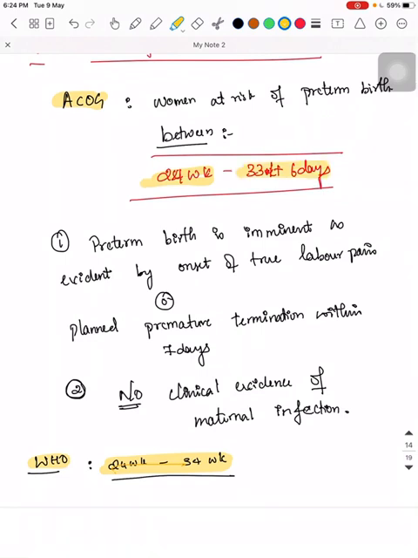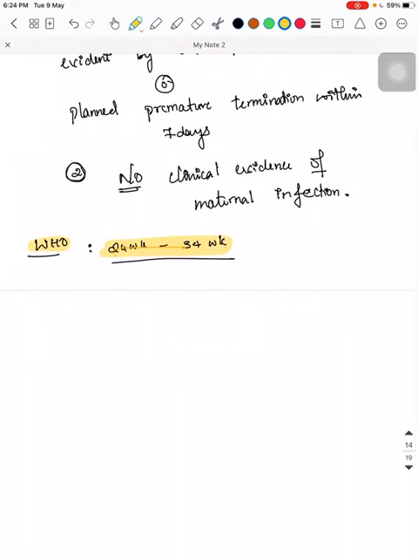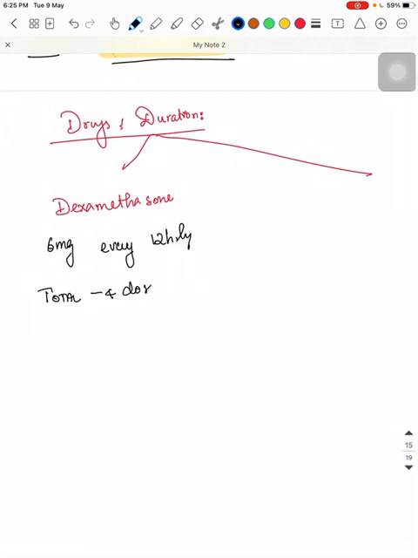Next we will see the drugs, dosages and duration. So here we have two drugs. First is dexamethasone, which is given at a dose of 6 mg every 12 hours. A total of 4 doses are given. Okay. Next is betamethasone.